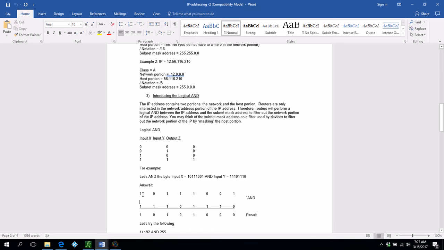So this one is 1 and 1 is 1, 0 and 1 is 0, this is a 1, this is a 1, this is a 1. And if you get 0 and 0, of course, it'll be 0. So the result will be this.